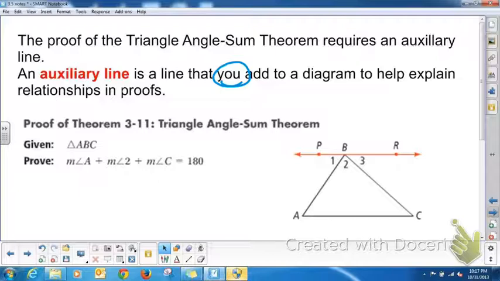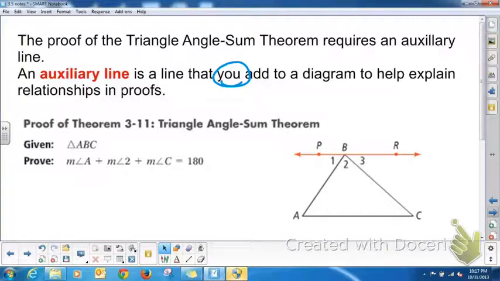We're given this triangle, triangle ABC. We are trying to prove that the measure of angle A plus the measure of angle 2 plus the measure of angle C is 180 degrees. So to do that, we had to add this line, PR. That's an auxiliary line. We had to add it. The parallel postulate gives you the right to do that.